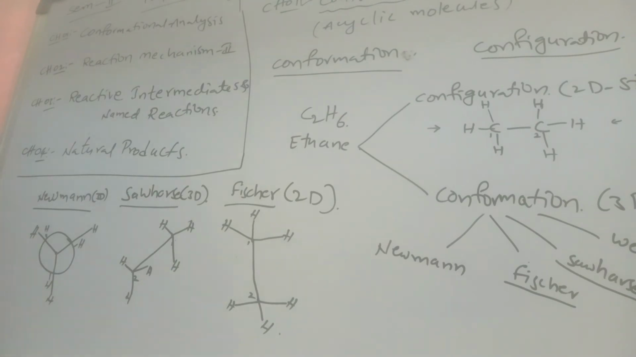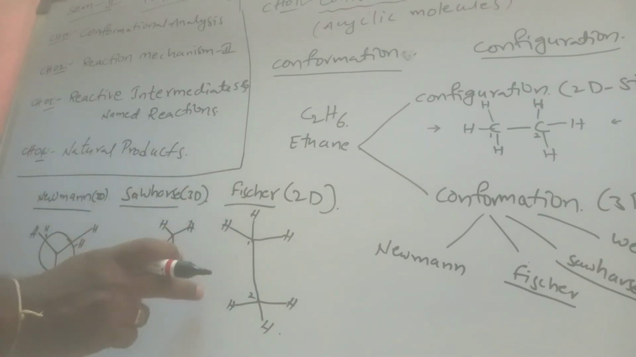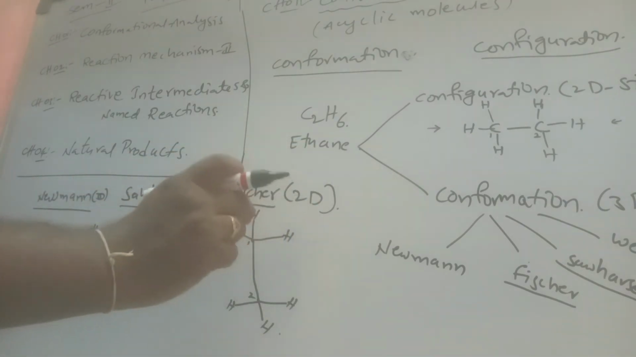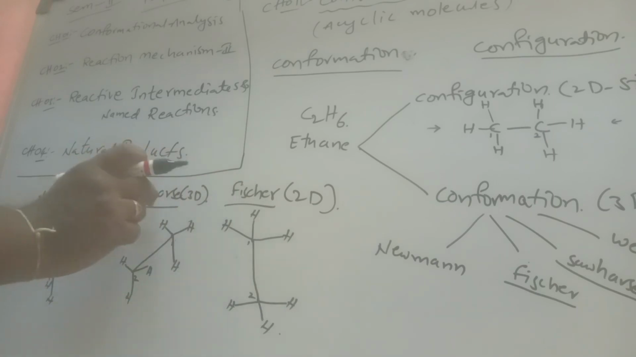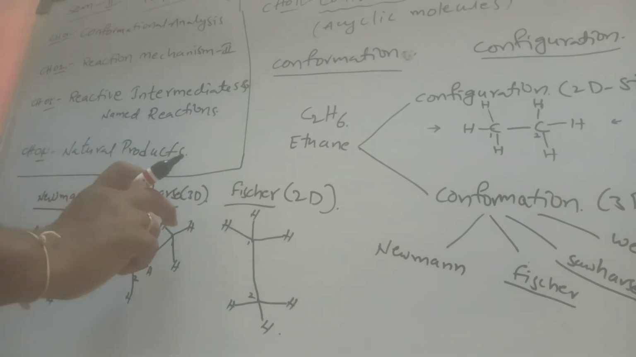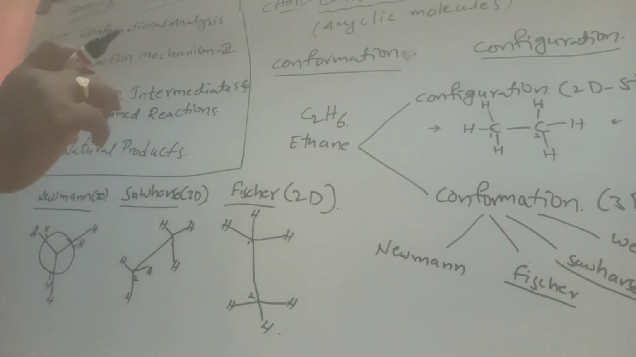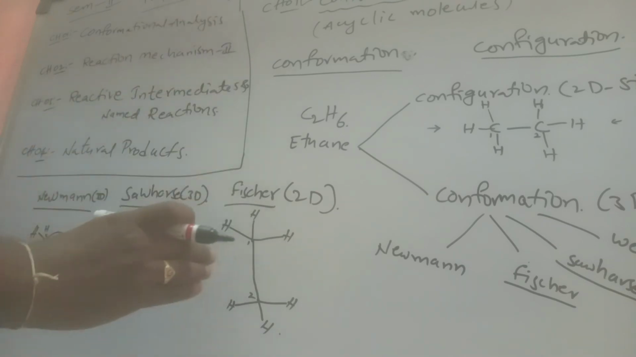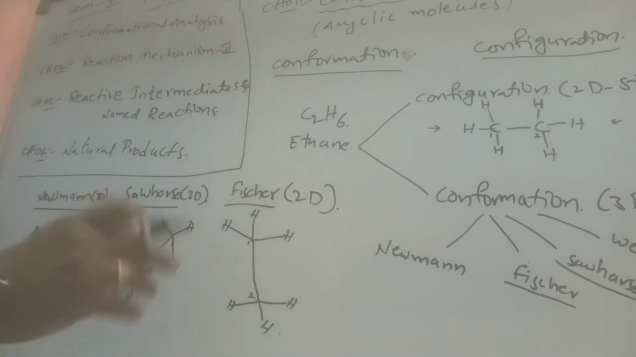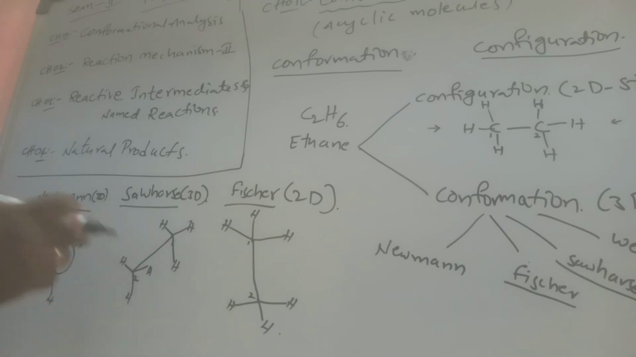So this is the way of writing the Newman projection, this is the way of writing the sawhorse, and this is the Fischer. Fischer indicates that all the bonds and atoms are displayed here. Sawhorse and Newman projections are 3-dimensional structures, so we can't show them on this board as 3-dimensional structures. That's why, for convenience, we show them as 2-dimensional structures in the form of sawhorse and Newman.